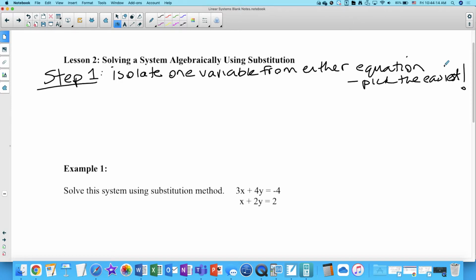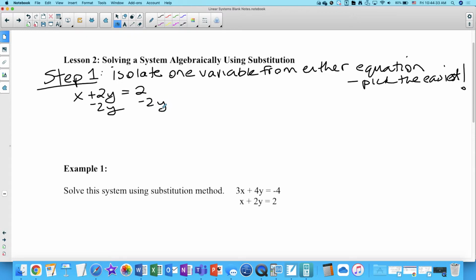Okay, so I'm going to start by isolating the x in the first. So I'll subtract 2y, and I get that x equals 2 minus 2y. Okay, so that's the first step.